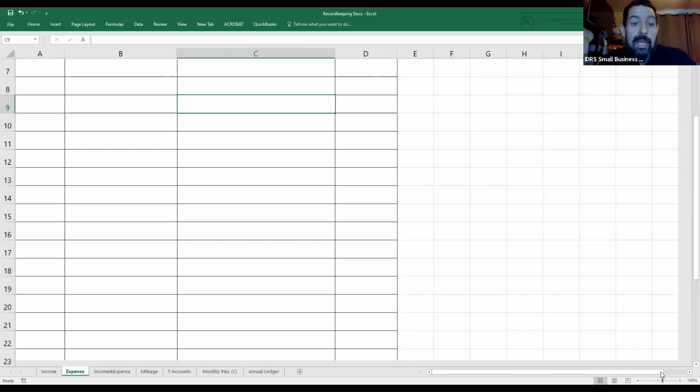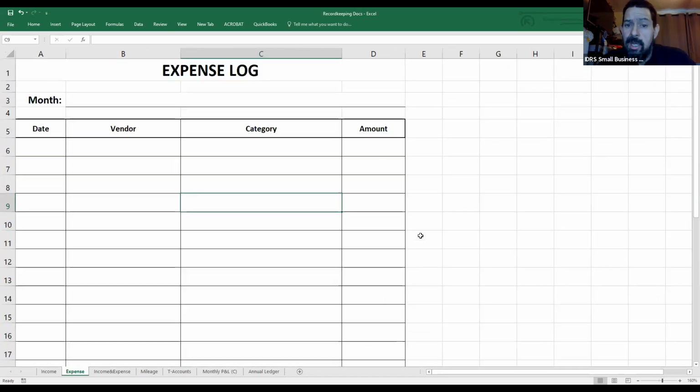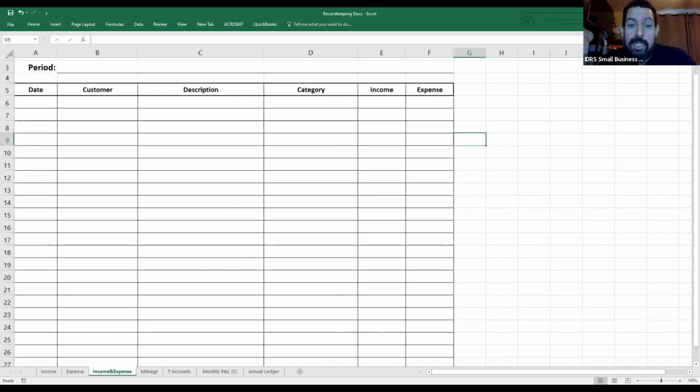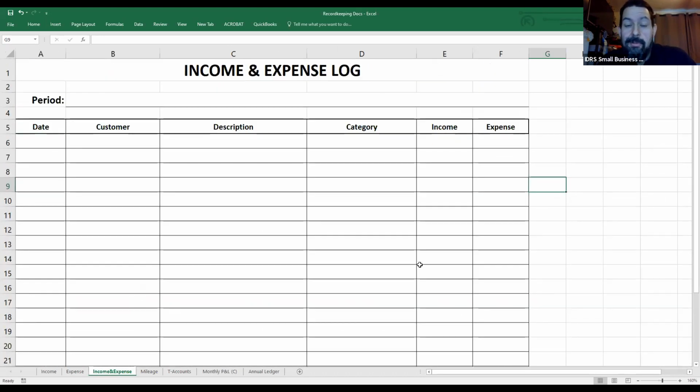And you can see that in the income log and the expense log, I only have 4 columns: a date, who I bought it from or who I sold it to, what the category is, and what the amount is. And then the income and expense log has it all on one sheet. So if you have a bigger notebook, maybe you have room for more columns. Now you're just keeping those 2 logs on the same page, right?